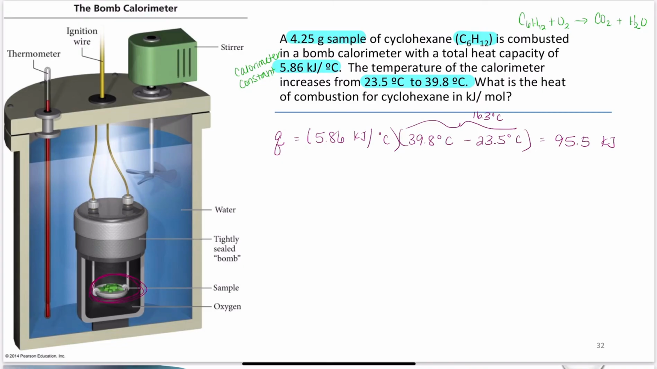I want this in units of kilojoules per mole though. So how many moles of cyclohexane do I have? I start with a 4.25 gram sample of cyclohexane. Convert that to moles. Molar mass of cyclohexane is 84.16. This gives me 0.0505 moles of cyclohexane.